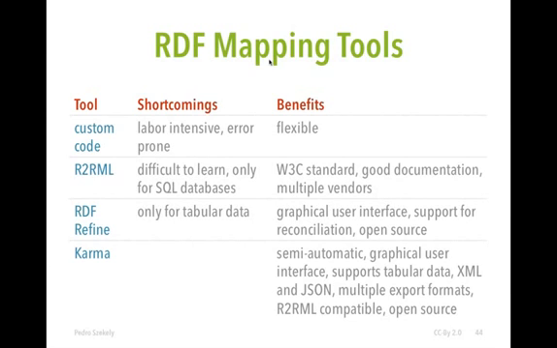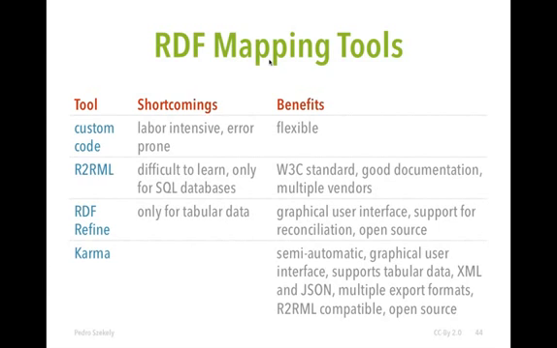The third option is a tool that builds on top of the popular Google Refine, and it's called RDF Refine. And it is nice because it provides a graphical user interface. It has some support for linking and reconciliation, and it is open source, so it's free to use. And again, it only works for tabular data. But it's an improvement over R2RML in terms of usability. But as far as I know, it is not R2RML compatible.